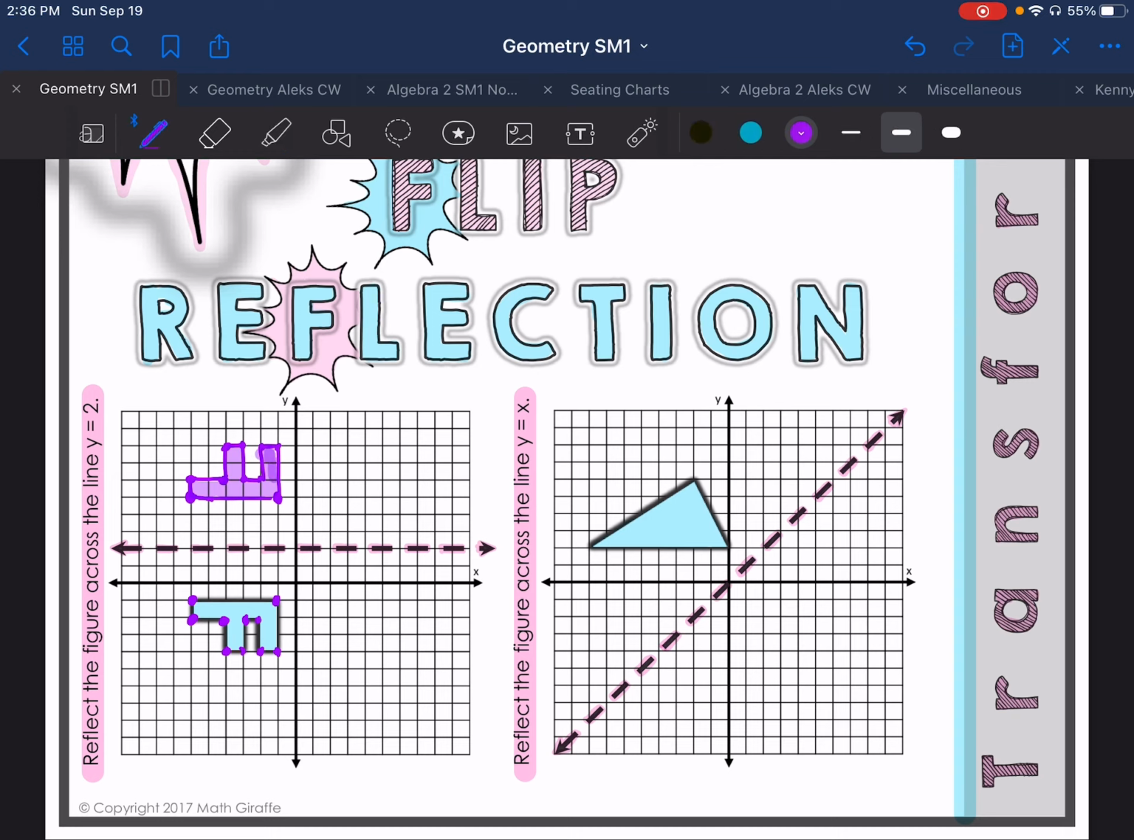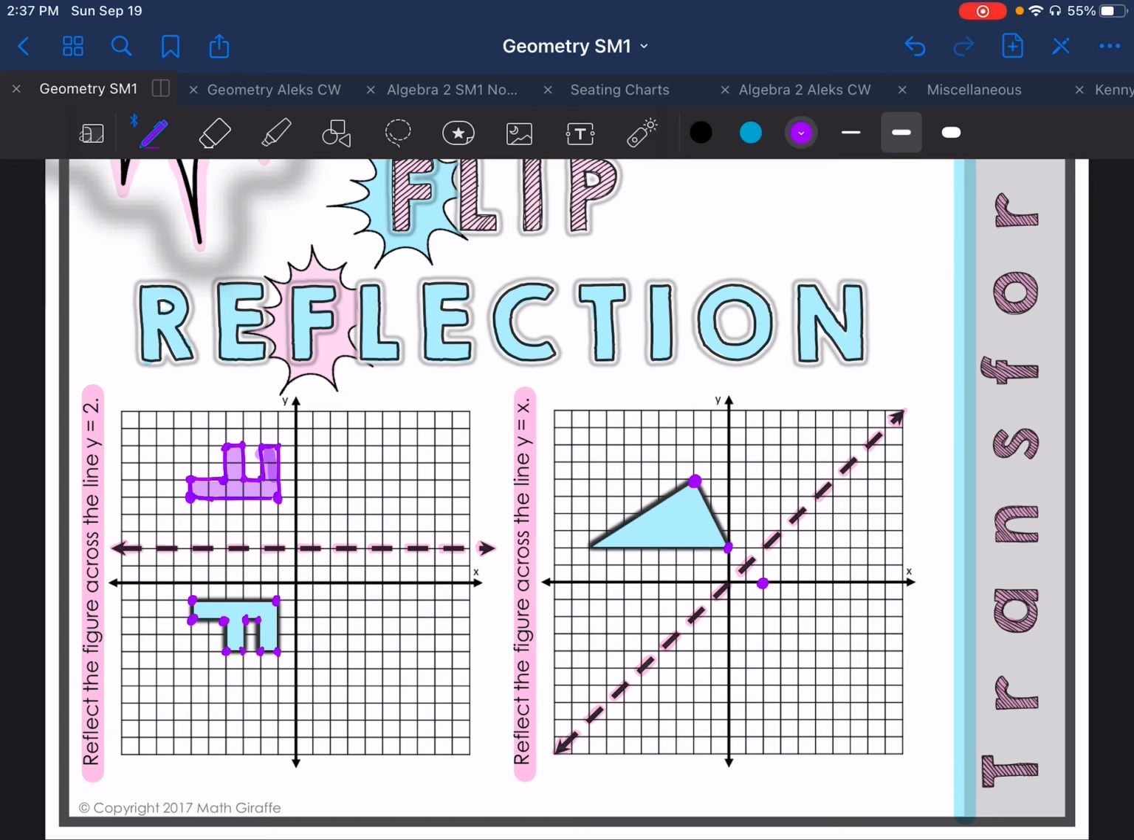Okay, last one, we're going to take this triangle and we're going to reflect it across the line y equals x. Now this one is a little bit trickier. I need to take this point and I need to count very carefully. I need to count 1, 2 over and then 1, 2 down. It needs to go in that pattern, kind of like your rise over your run. So it's going to go 2 over, 2 down.